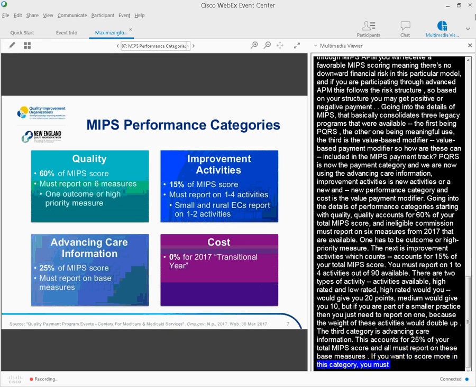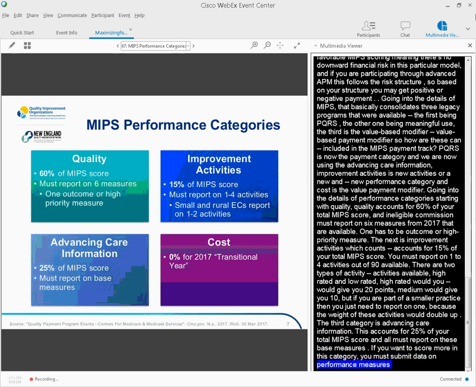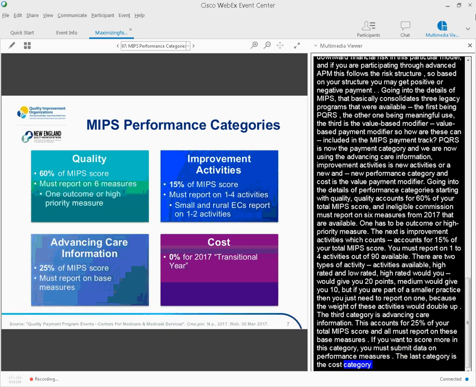Last category is the cost category. This accounts for 0% for this transitional year, but CMS will provide you feedback at the end of the year. Next slide.